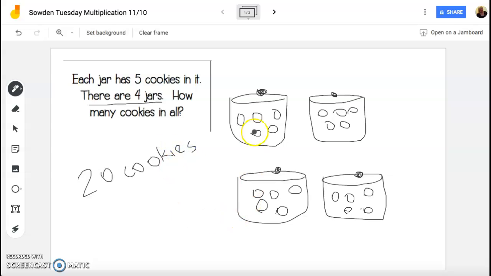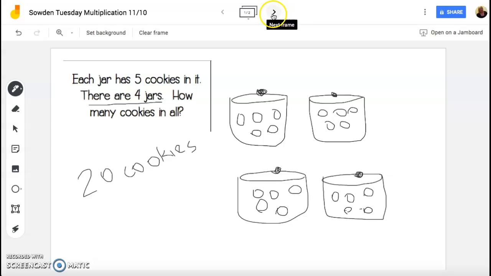Or I can count by fives. 5, 10, 15, 20. So this is equal groups, but skip counting, I also used repeated addition. 5, 10, 15, 20. So 20 cookies.